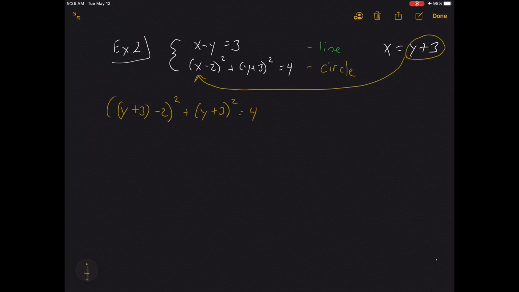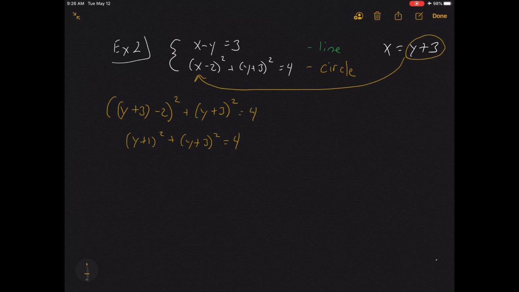Okay, so now in the first equation, we're going to simplify the inside of the parentheses. It's y plus 3 minus 2. Well, 3 minus 2 is just 1, so we get y plus 1 squared plus y plus 3 squared equals 4. Now, in order to finish this, we're going to have to FOIL both of these parentheses out and then do a bunch of combining. Like I said, it's going to be a little bit longer algebraically.